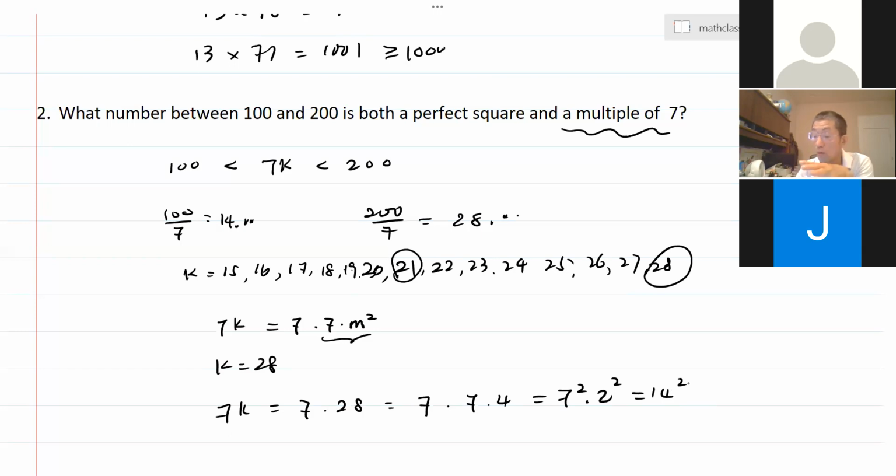Okay. So I suggest that whenever you see a question like a multiple of 7, you use that condition first. Multiple of 7, use that condition first. Then you try to find the solutions satisfying the second additional condition, like a perfect square. Then you find those solutions that match and satisfy the other condition.